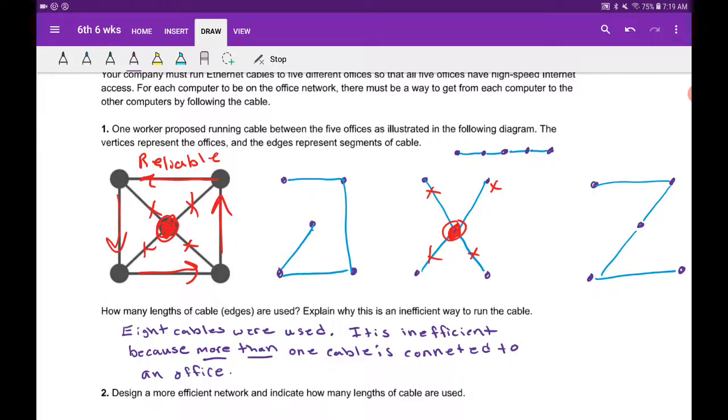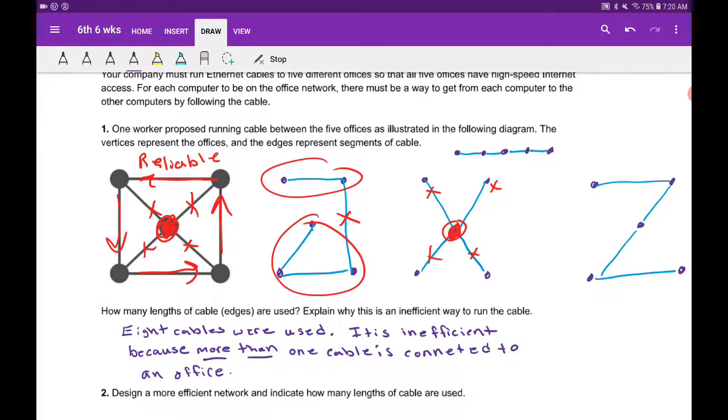Okay, where's the backup? So again, if one of these lines were taken out, okay, now these two have no communication with these three down here. All right, so there's a reliability factor. Just wanted to mention that in making these efficient networks. So something to think about as well.